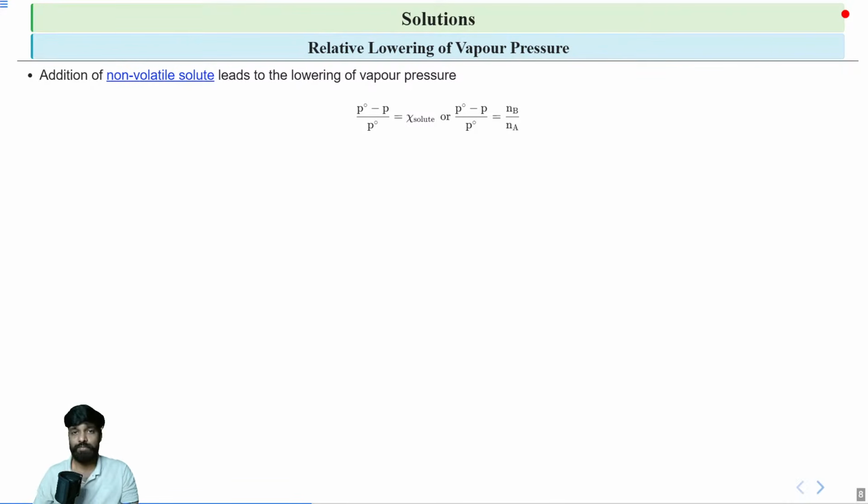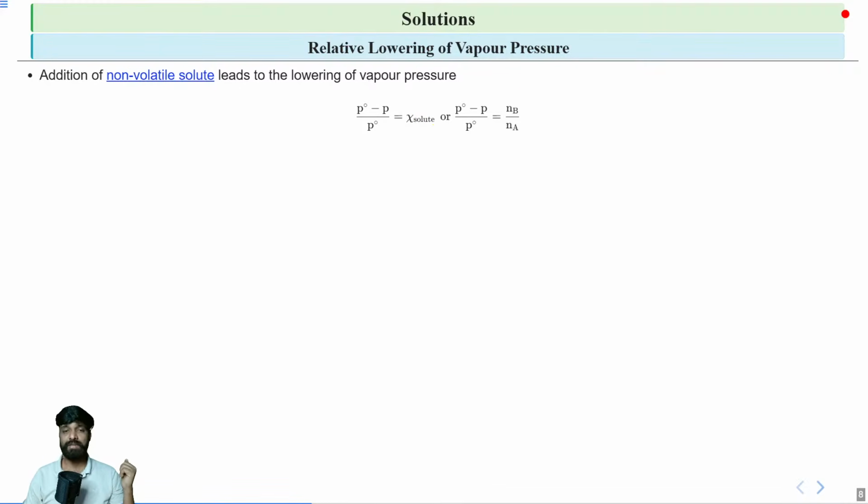So, if I try to write the formula for relative lowering of vapor pressure, then you know how to formulate it mathematically. P naught minus P. We have talked about this; this was discussed in the previous class. So P naught minus P by P naught is our relative lowering, because P naught minus P represents our lowering, and when we divide it by P naught, it depicts the relative lowering. And this is equal to the mole fraction of the solute.